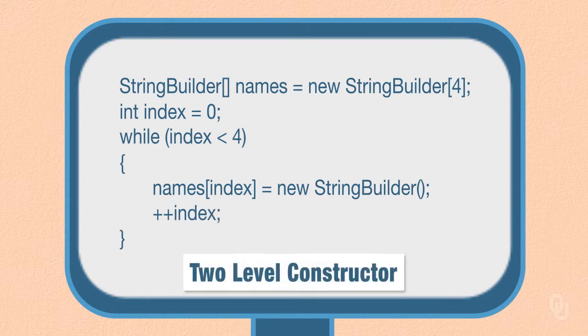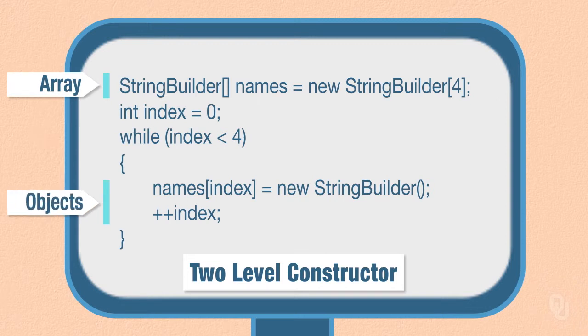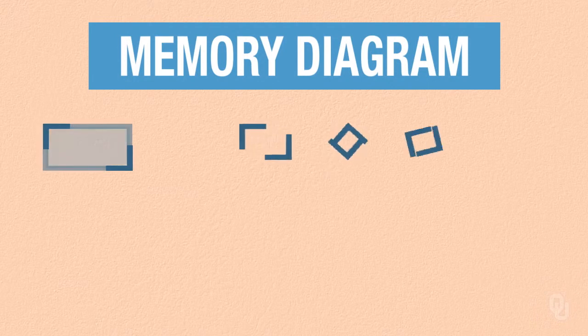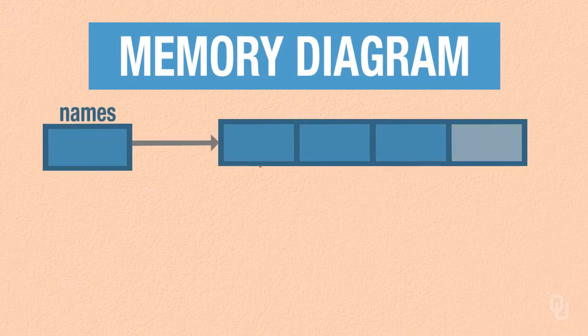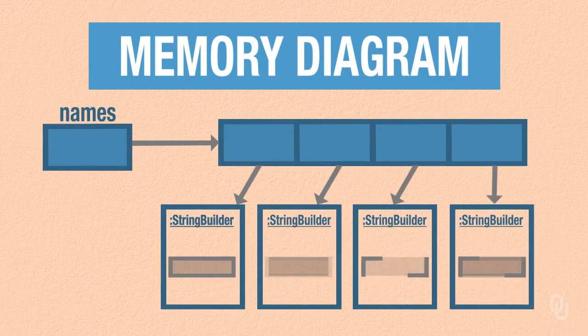I call this a two-level constructor, since you have to construct the array first and then construct the objects. In this case, we called 5 different constructors. If you forget to construct the objects, all of the references in the array will be null, and you'll get null pointer exceptions. The memory diagram shows what the constructed array looks like. Both the array and the StringBuilder objects are allocated on the heap.